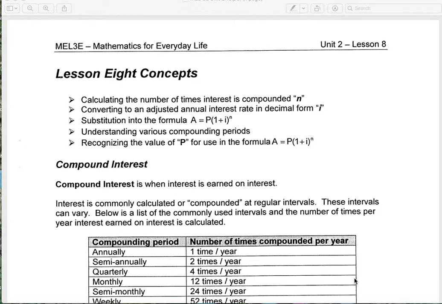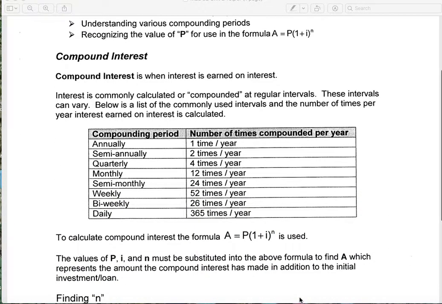So compound interest is when interest is earned on interest. Unlike simple interest, it's just on the principal amount. Compound interest is exactly how it sounds. It compounds. It earns more money on the money that you're making.